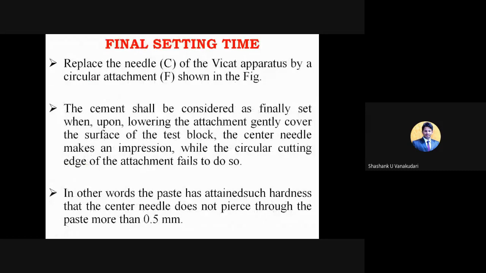And then for the final setting time, you can replace needle C with F. I have given you the brief introduction about that. Cement shall be considered as finally set when, upon lowering the attachment gently to cover the surface of the test block, the center needle makes an impression while the circular cutting edge of the attachment fails to do so. It means that impression should not be available. At that time we can say this is the final setting time.